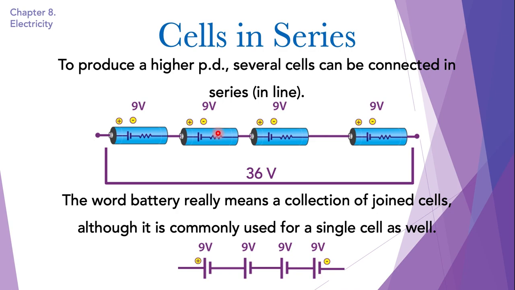To have a higher potential difference, a higher voltage in a circuit, several cells are connected in series like this. And each cell supplies 9 volts of potential difference. So in total, all these cells provide 36 volts in a circuit. Otherwise, a single cell would only provide 9 volts. Whereas this group of cells, we can also call a battery. This group of cells supplies much more voltage than a single one. So this is cells in series.